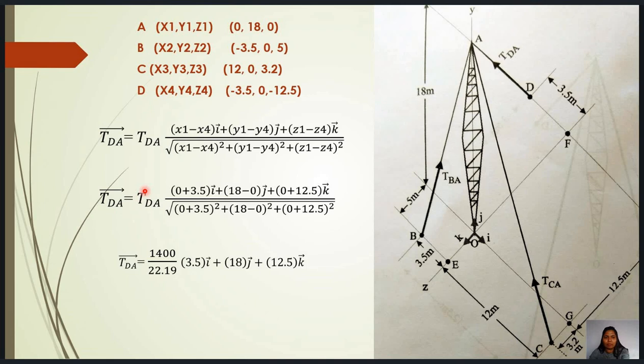The magnitude of tension in the wire DA is already known to us, that is 1400 Newton. So that is 1400 divided by this term, 22.19, times the vector 3.5i plus 18j plus 12.5k. When you solve this, you get T_DA vector equal to 220.80i plus 1135.65j plus 782.64k. This is the force, having components along x, y and z. We'll give equation number 1 to this equation.